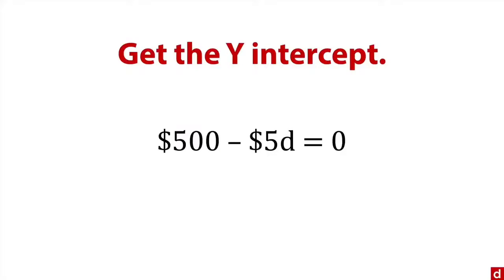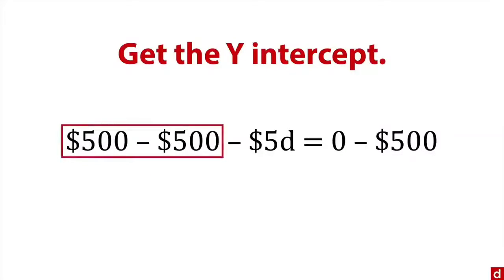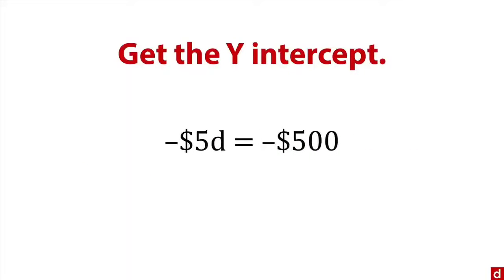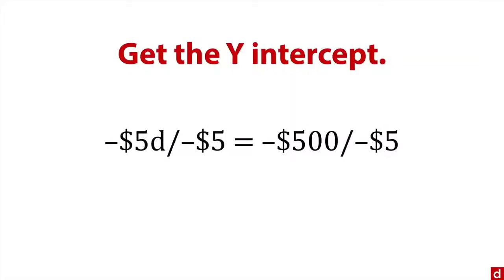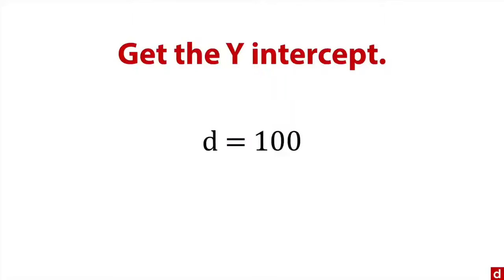Okay, well, we take the 500, we subtract that from both sides, and then we end up with -5D is equal to -500. Divide both sides by -5, and we're left with D is equal to 100. That is, when D is equal to 100, x is 0, and that tells us how we can get the y-intercept.